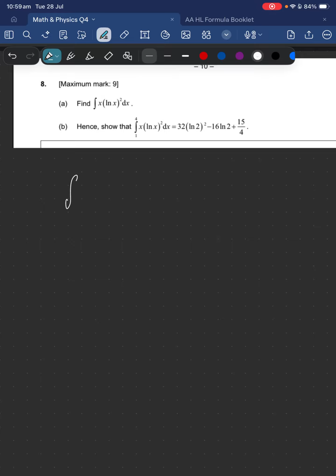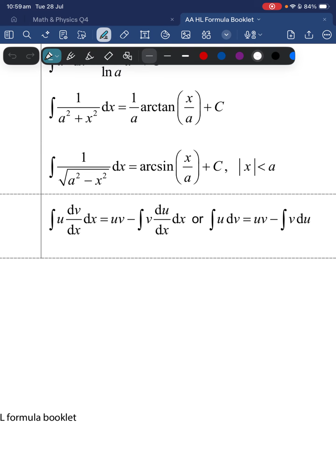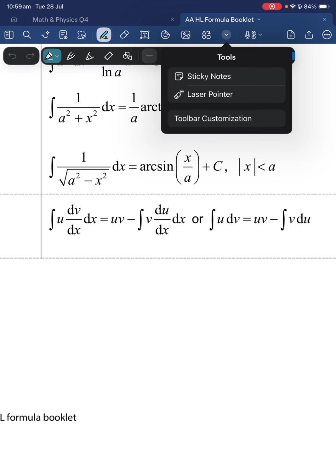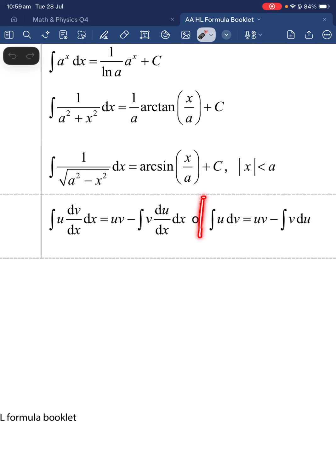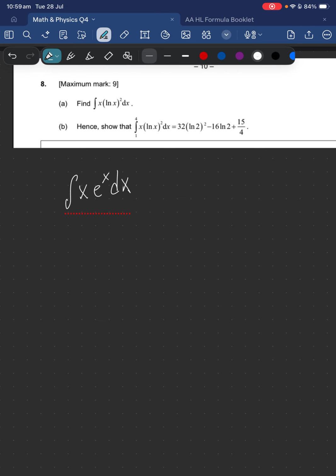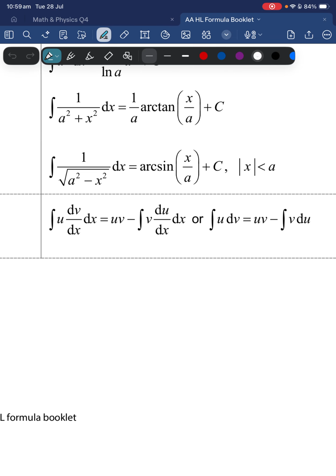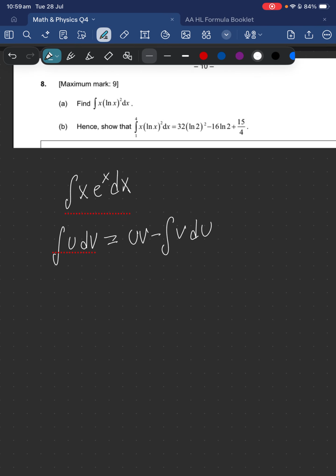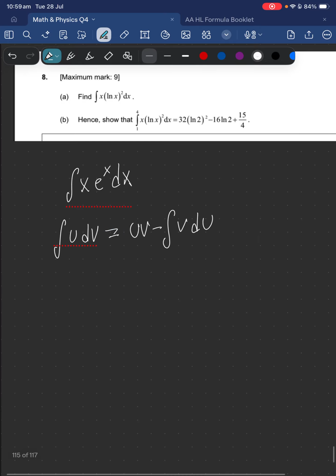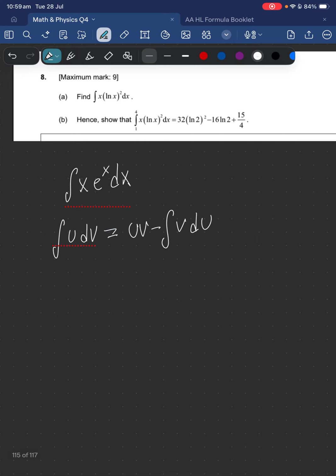So say I've got the integral of x times e to the power of x dx. To approach this, we would first look at our formula booklet and use the following formula as highlighted. Please take note of this. I'll write it down. It is the integral of u dv, which is equal to uv minus the integral of v du. Just check if that's correct. Yeah.